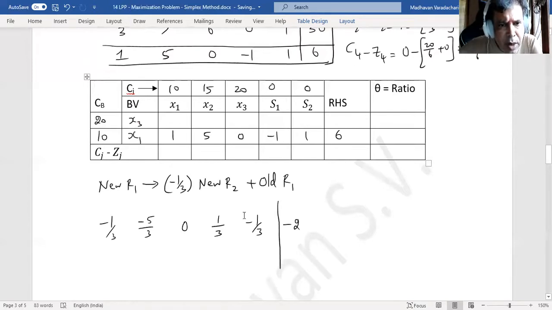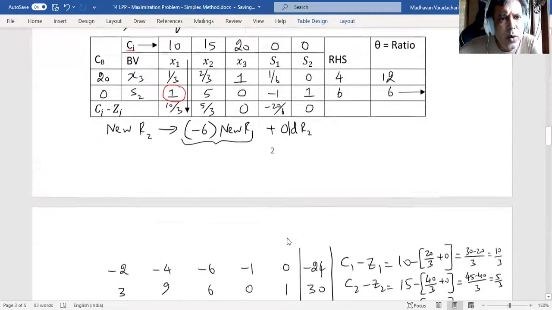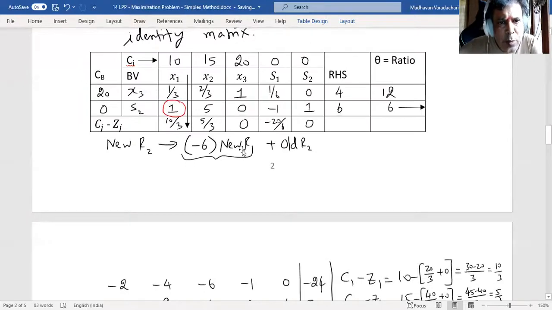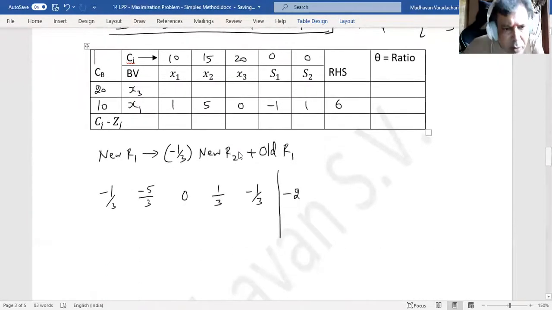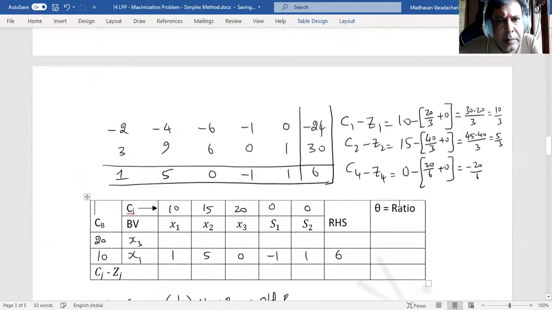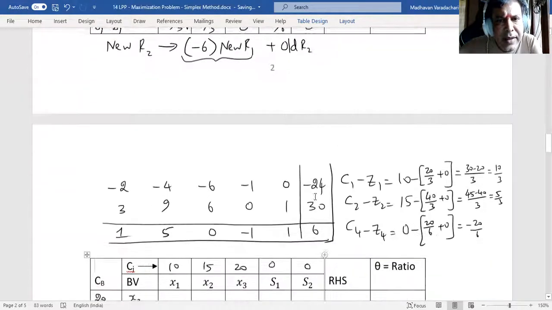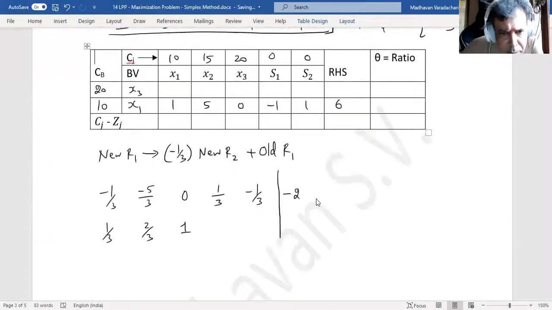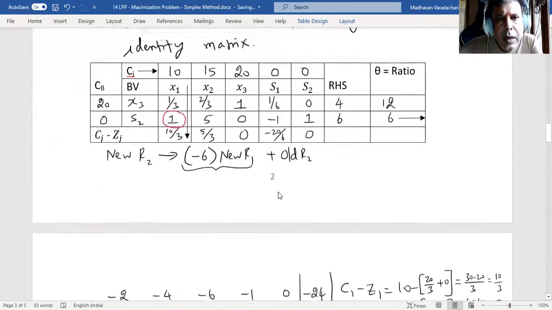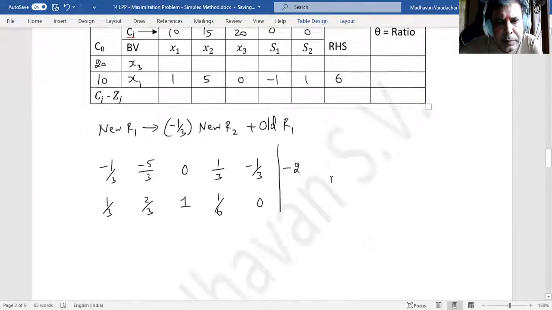To be added with what? Old row 1. What is old row 1? This one. 1 by 3, 2 by 3, 1. 1 by 3, 2 by 3, 1. And then 1 by 6 and 0. And then 4.